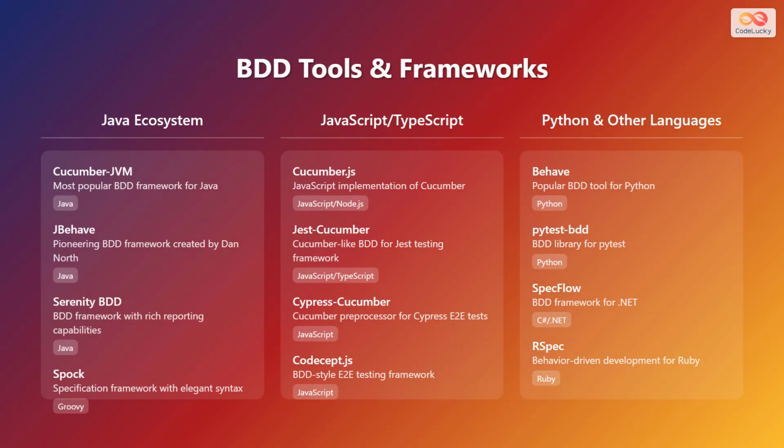To implement behavior-driven development effectively, you'll need the right tools and frameworks. There are many options available depending on your programming language and testing preferences. Here are some popular choices. In the Java ecosystem, we have Cucumber-JVM, JBehave, Serenity BDD, and Spock. In JavaScript and TypeScript, we have Cucumber.js, Jest-Cucumber, Cypress-Cucumber, and Codecept.js. In Python and other languages, we have Behave, Python-BDD, SpecFlow, and RSpec.